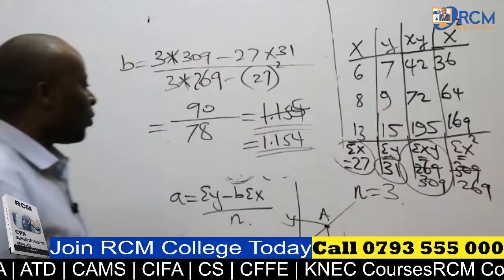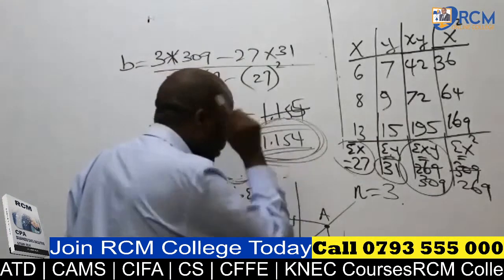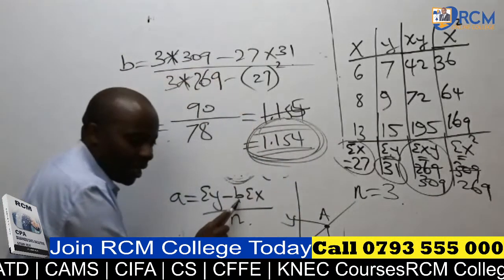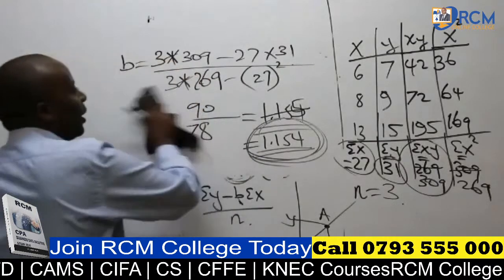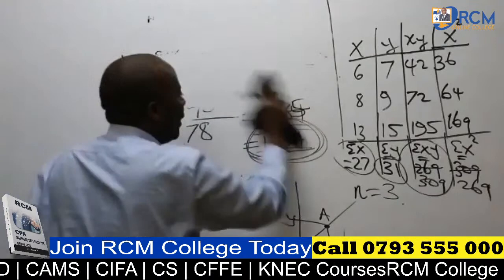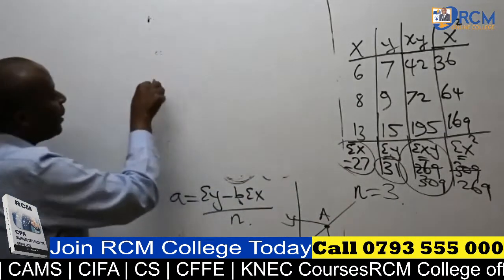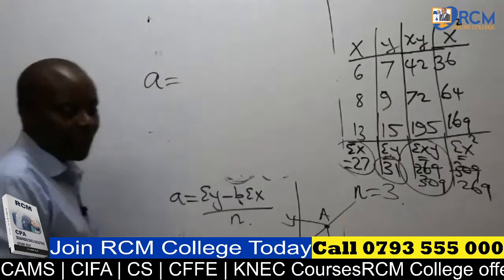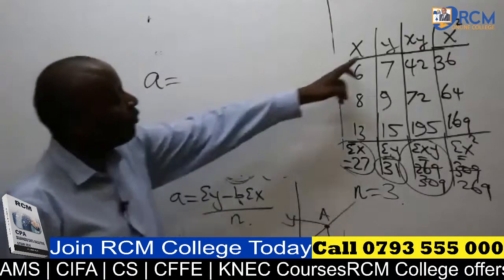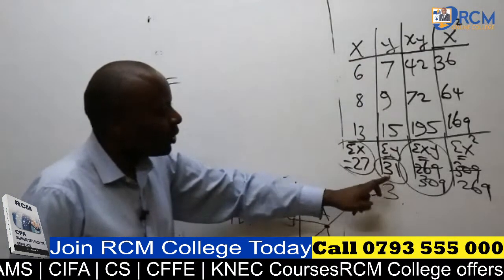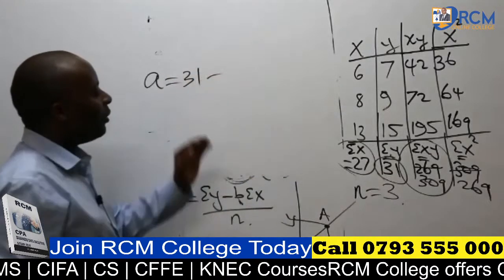Ladies and gentlemen, this figure here will be stored somewhere at the back of my mind because I need it here. While calculating A, I need the value of B. So this figure, I have to really write it permanently somewhere at the back of my mind. So please come and give me the value of A. How do we get A? To get A, we are taking summation of Y. Summation of Y is 31 minus the value of B that we got.